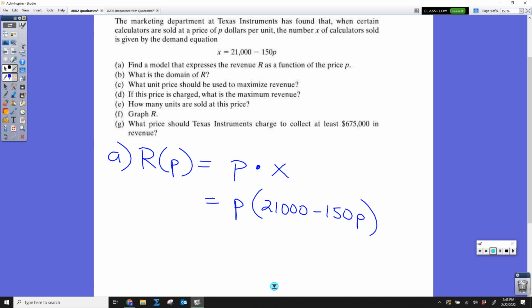Any questions on how we got that? Go ahead. So what is the X thing then? What is that X equation? So X represents the number of calculators sold given by this demand equation. So we're going to analyze this demand equation here in a little bit. But X represents the number of calculators sold.